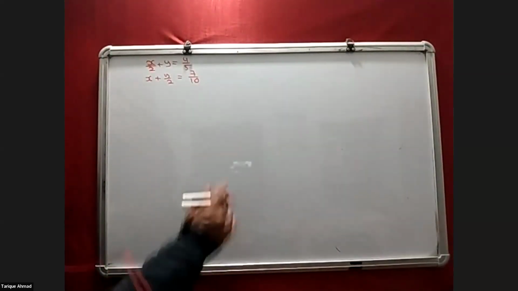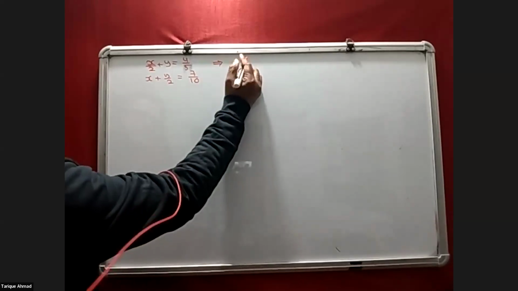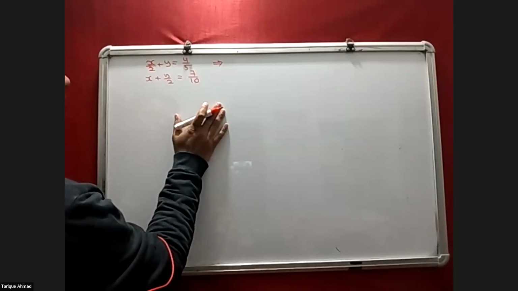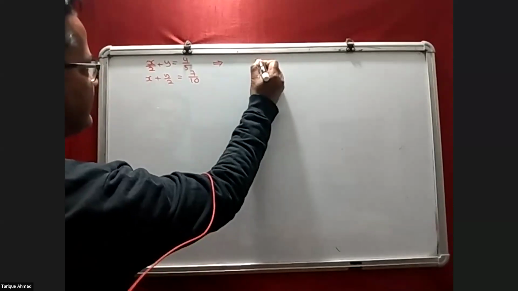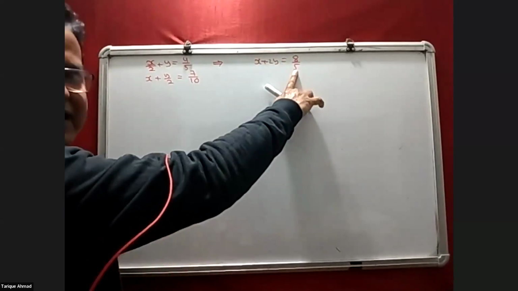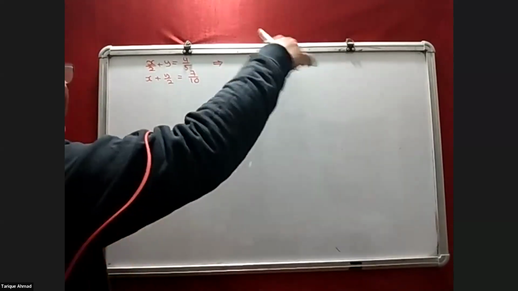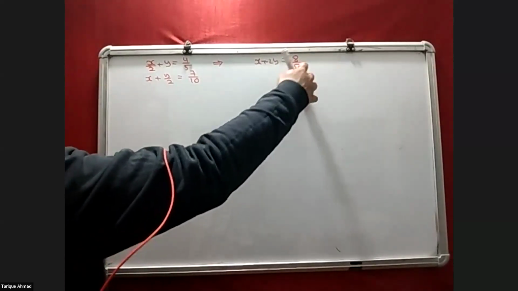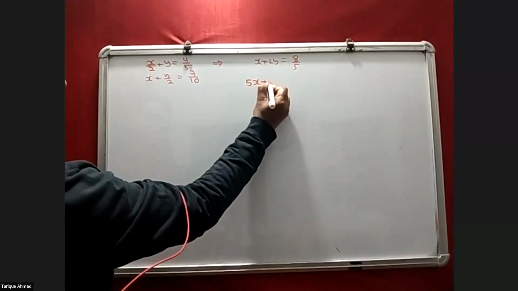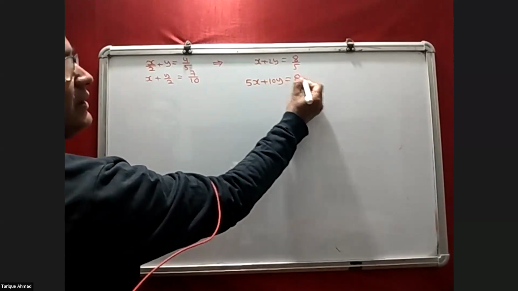What are you going to get? Sir, I'm writing x plus 2y equal to 8 by 5. Okay, that's good. X plus 2y equals to 8 by 5, but still it is in fraction. So bring it also in the proper form. Multiply by 5 here. You will get 5x plus 10y equals to 8.